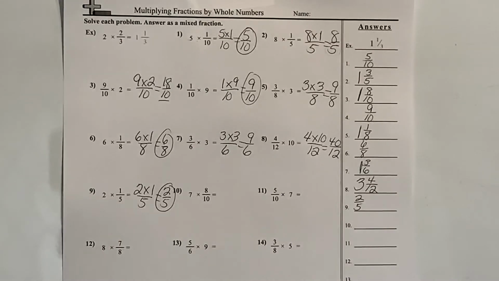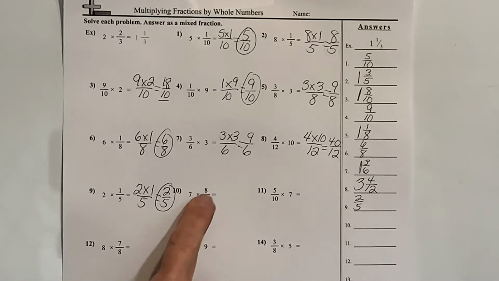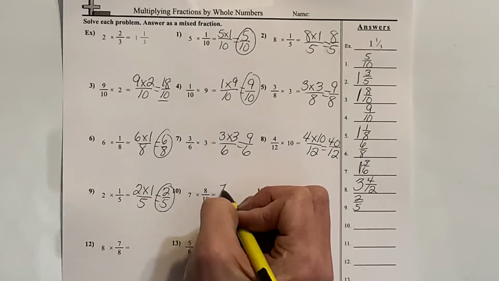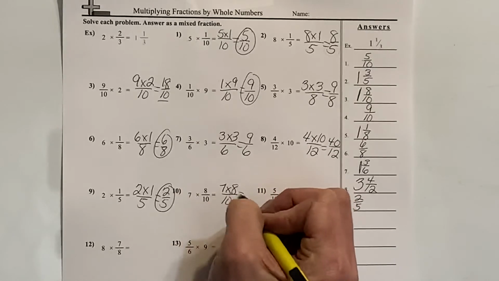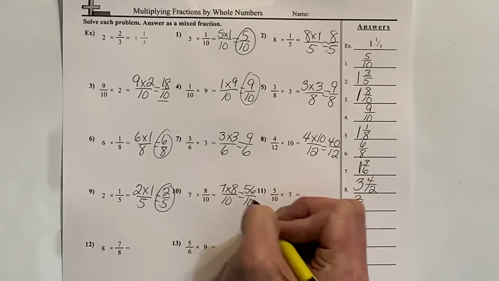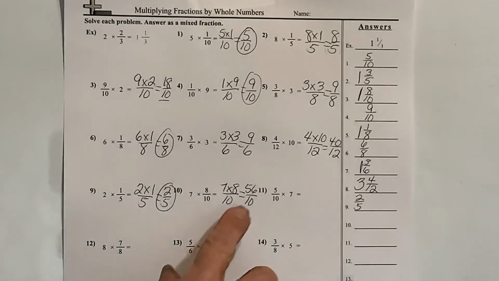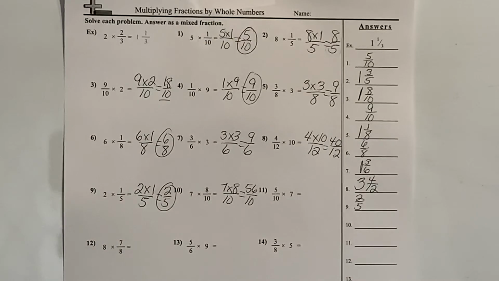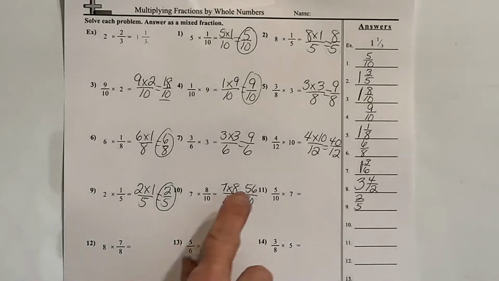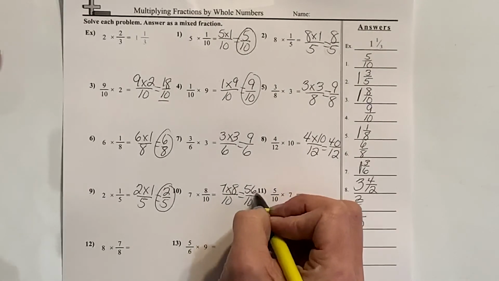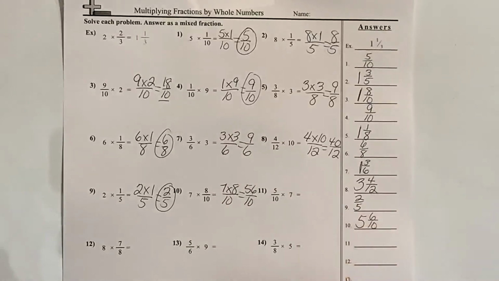All right, number 10, 7 times 8/10. If we wrote this out 7 times, we would have 7 times 8 over tenths, which would be 56/10. Now I'm looking at this, and I'm seeing that there's going to be 5 wholes that I'm going to be taking out. So that would be 10, 20, 30, 40, 50. Sorry, 50. So that would be 5 wholes I would be taking out. So 56 minus 50 would give me 6/10.